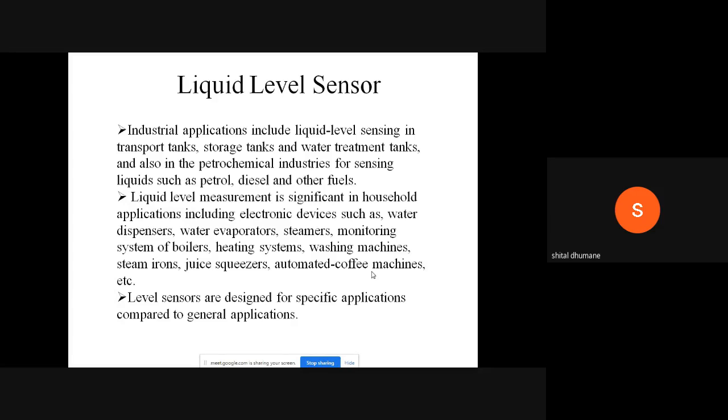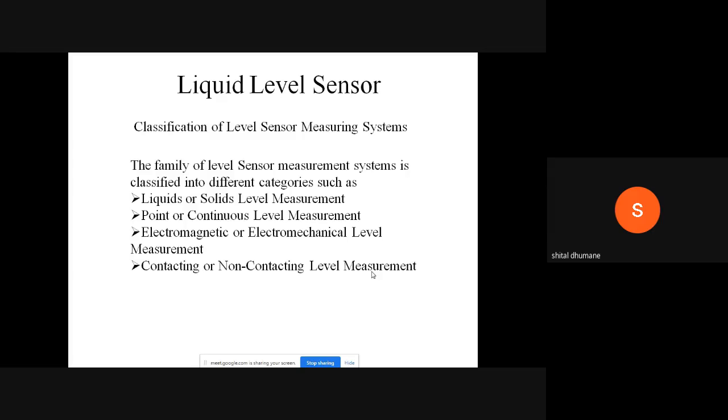Level sensors are designed for specific applications compared to general applications. Now, level sensor measuring systems are classified into different categories. First, liquid or solid level measurement. Second, point or continuous level measurement. Next, electromagnetic or electromechanical level measurement. And last, contacting or non-contacting level measurement. So these are the classifications of level sensor measuring systems.